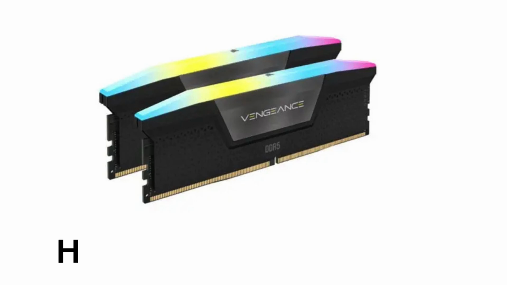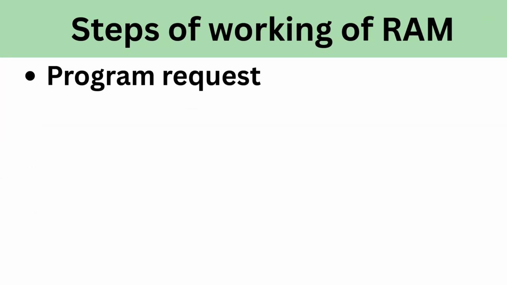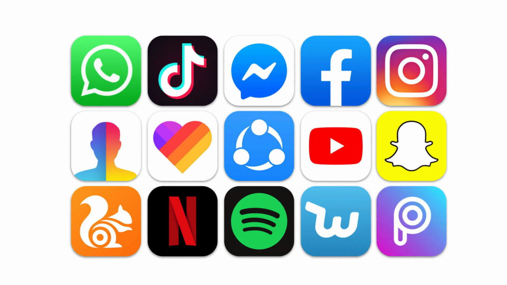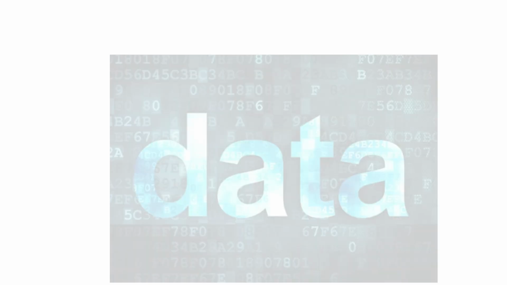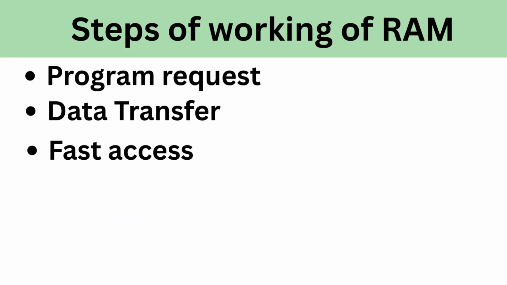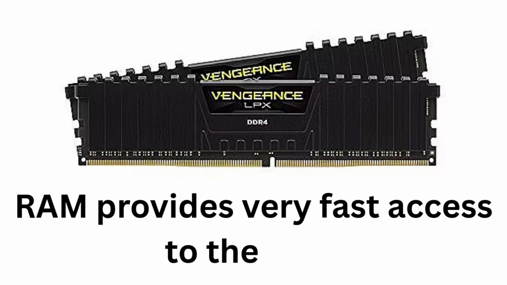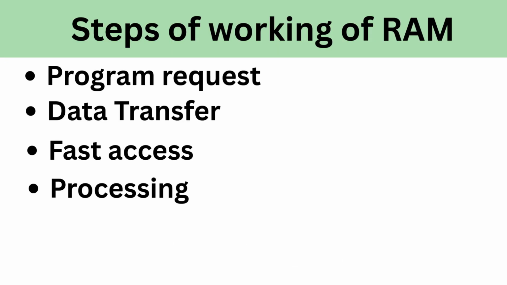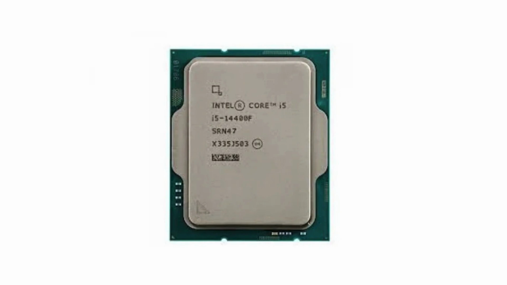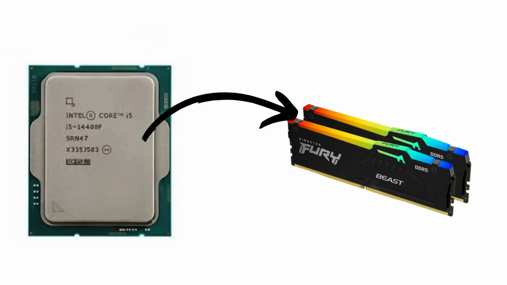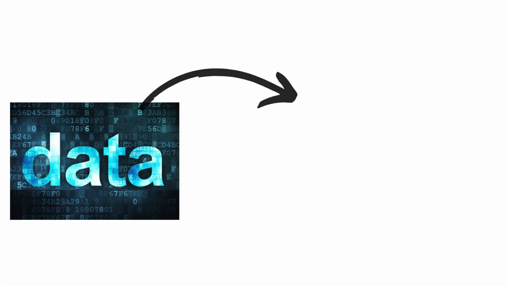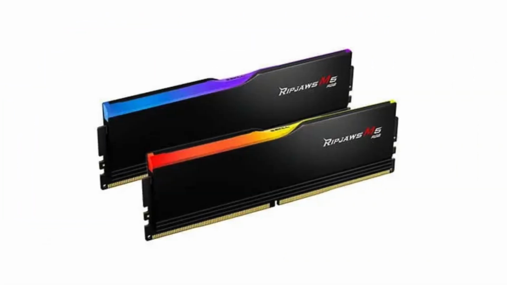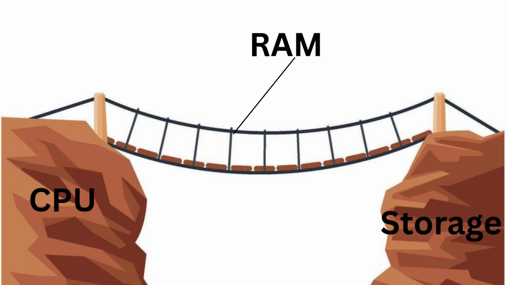Now let's understand how RAM actually works. Step 1. Program request. When you open an app or game, the CPU requests data. Step 2. Data transfer. The required data is copied from storage into RAM. Step 3. Fast access. RAM provides very fast access to the CPU. Step 4. Processing. The CPU processes the data and sends results back to RAM. Step 5. Display output. The processed data is sent to the screen or output device. RAM acts as a bridge between the CPU and storage.